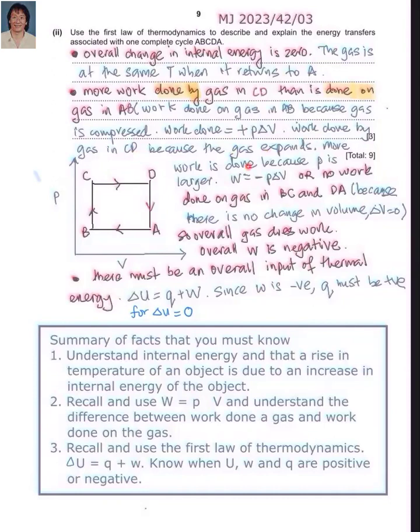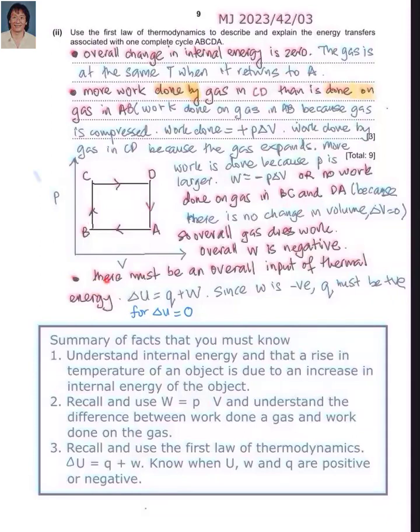More work is done because P is larger. The pressure here in CD is larger than the pressure in AB. Therefore, this value is numerically larger than this value here. Or we can also say that no work is done in BC and DA. No work is done on gas in BC and DA. This is because there's no change in volume. The change in volume here is 0. So this will carry 2 marks.